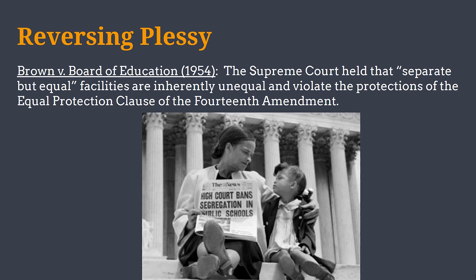In the ruling, the Supreme Court held that separate but equal facilities were inherently unequal and violate the protections of the Equal Protection Clause of the 14th Amendment. Important note that this did not instantly get rid of segregation. That would still be a long struggle, but Brown v. Board was the first important step.